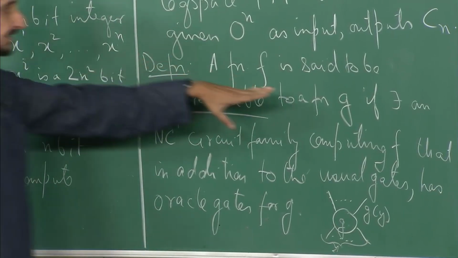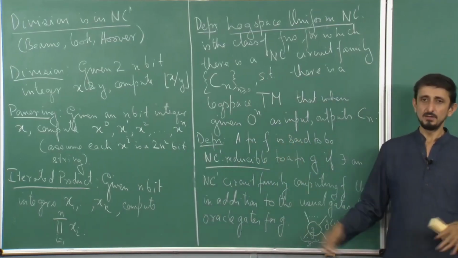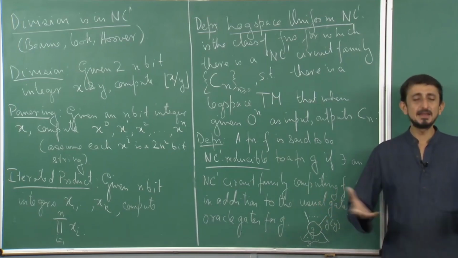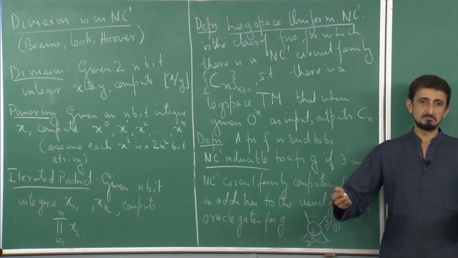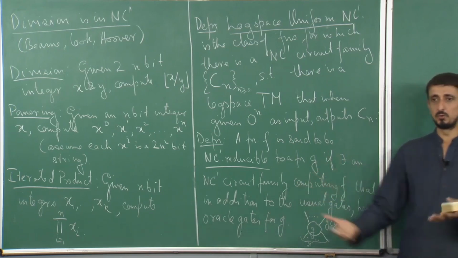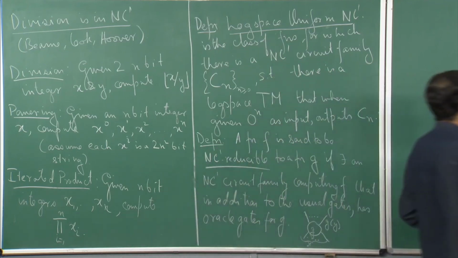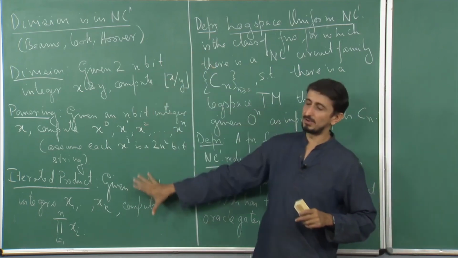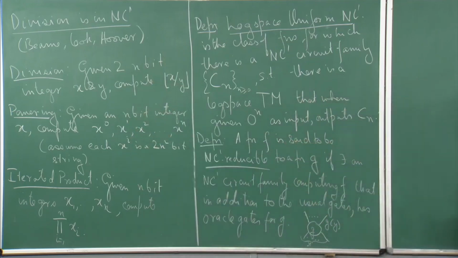Now, we say that f NC1 reduces to g if there is an NC1 circuit which, in addition to the AND, OR and NOT gates, also has these oracle gates for g. At any point of time you can produce a string and query what the output of g on this string is. When we say that these problems are equivalent, our notion of equivalence is with respect to NC1 reducibility.